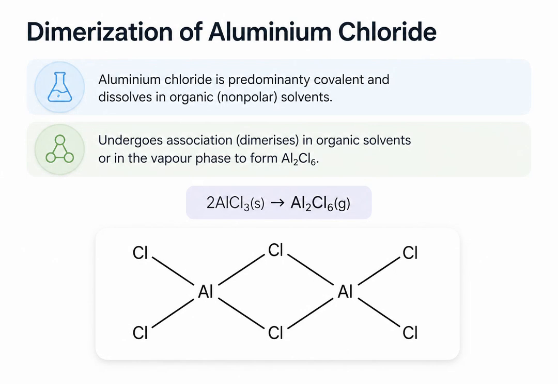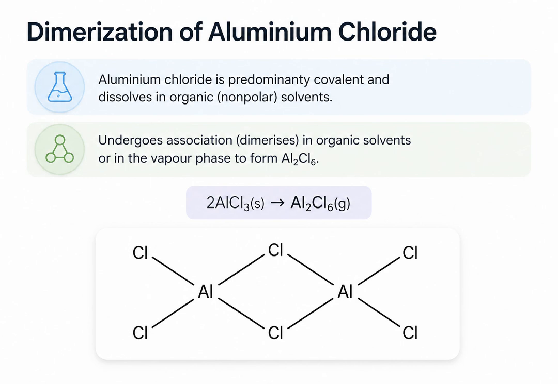Because aluminum chloride is predominantly covalent, it behaves quite differently from typical salts. It can actually dissolve in nonpolar organic solvents. When it does, or when the anhydrous solid is heated and sublimes into a vapor, the molecules undergo association.